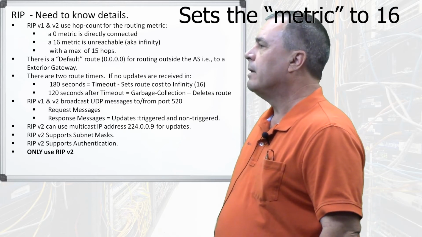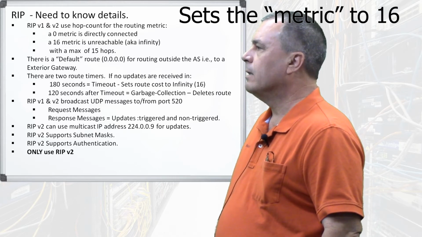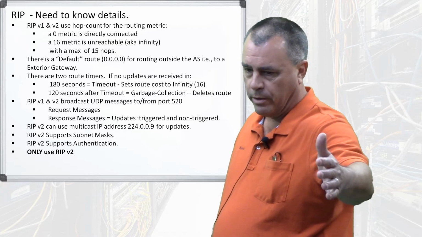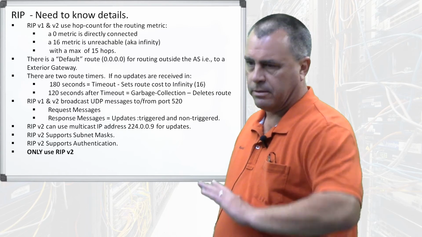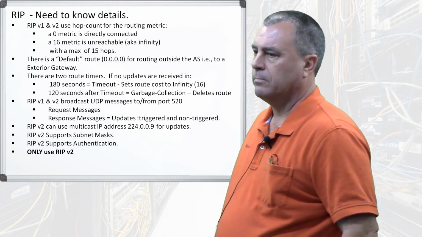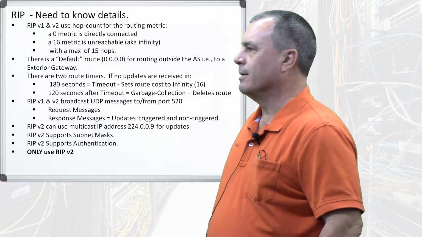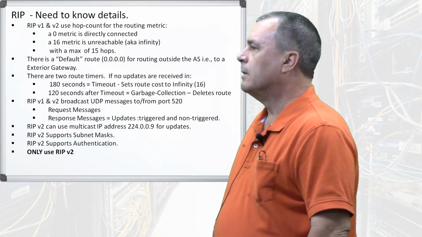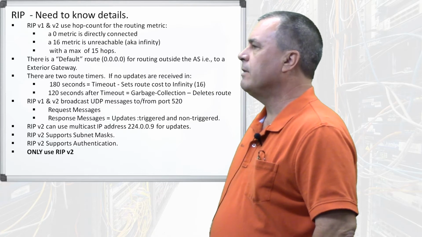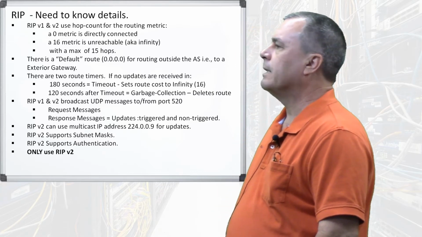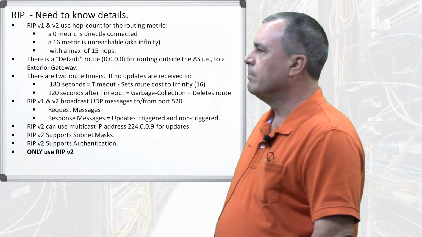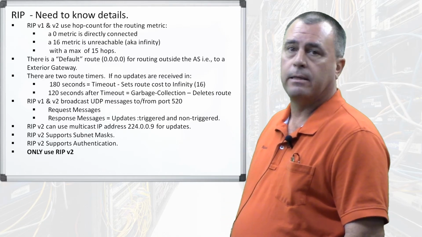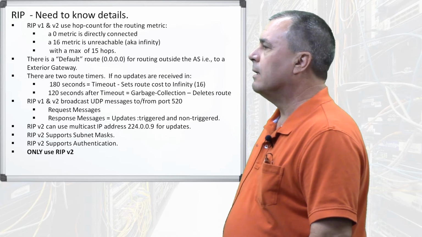All right, and with the max hop count of 15. Yeah, so if you have more than 15 routers and they're all strung in one row, you're not going to get to the 16th one, because it will take the route out of service. All right. There is a default route that you can set up with RIP. I usually don't. I always use static IP addresses for my default gateways.